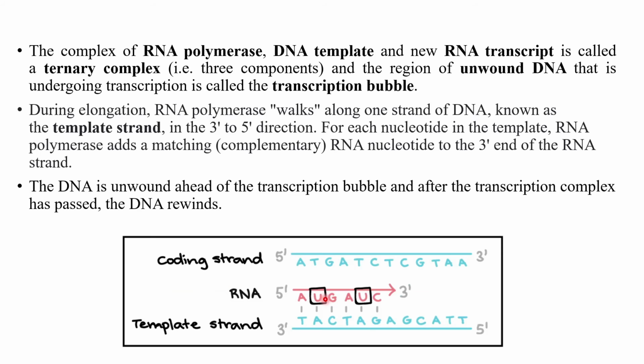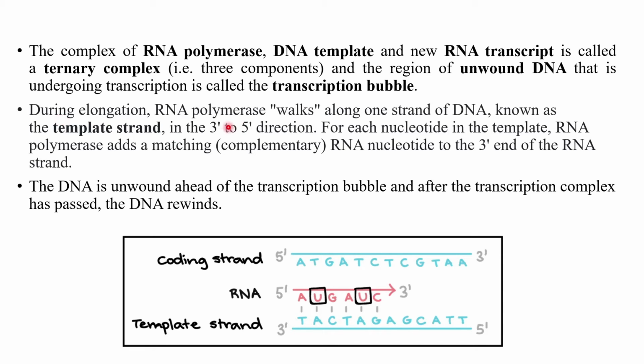Now, next we see the whole concept of elongation. The complex of RNA polymerase, DNA template, and new RNA transcript is called the ternary complex. This whole is called the ternary complex, and the region of unbound DNA that is undergoing transcription is called the transcription bubble.